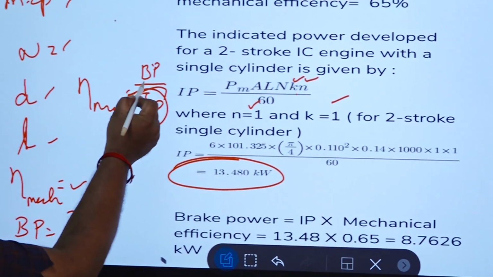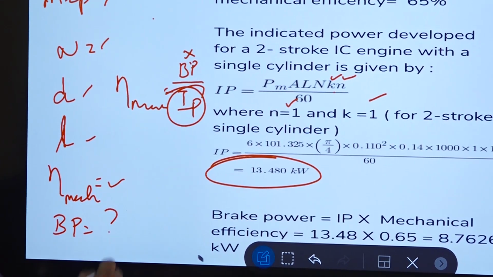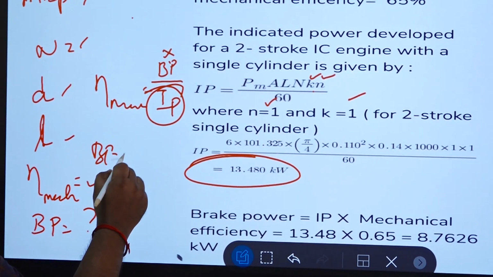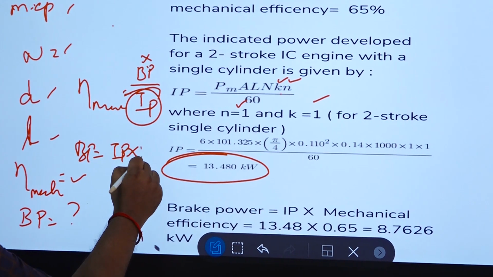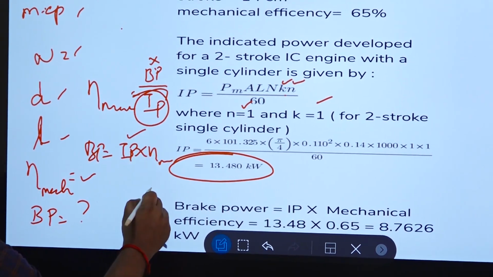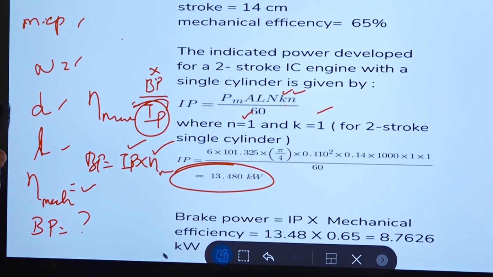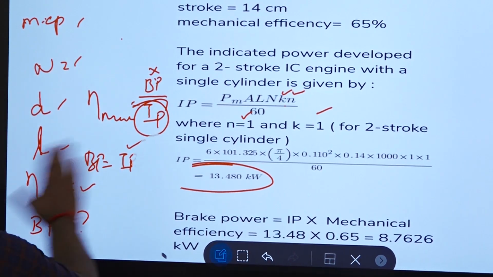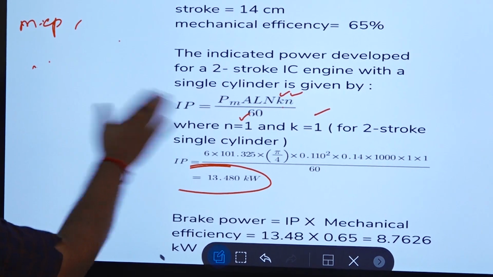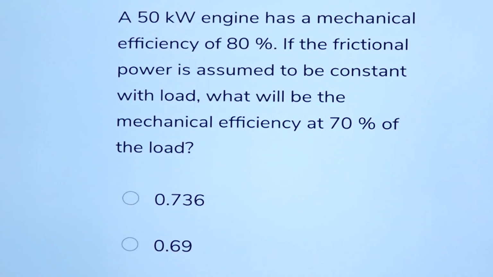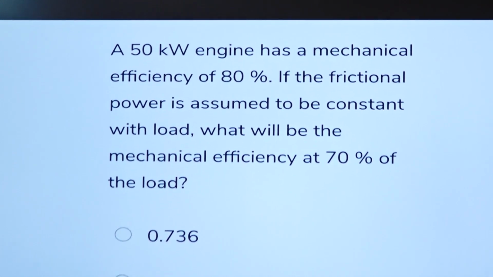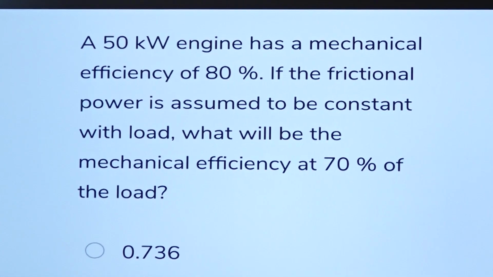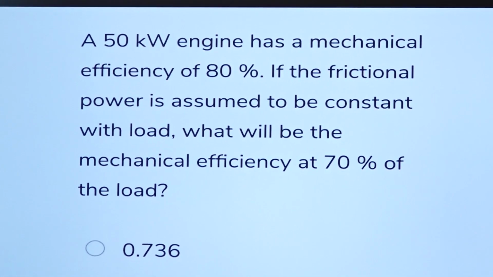So you have to find the value of BP. BP is equal to IP into eta mech. So IP is known to you now, and the mechanical efficiency is already given. So you can easily find the value of the brake power.